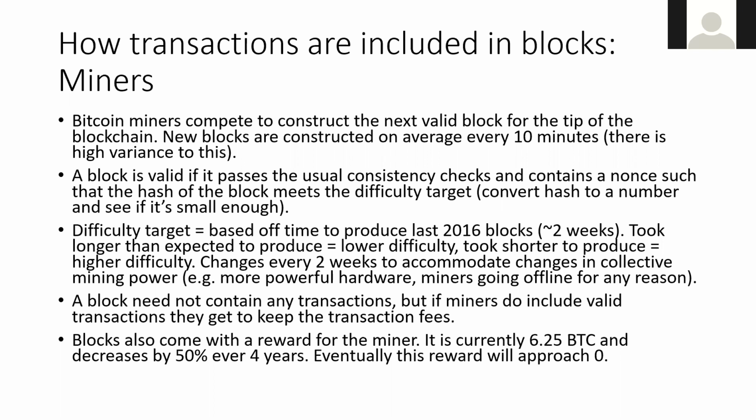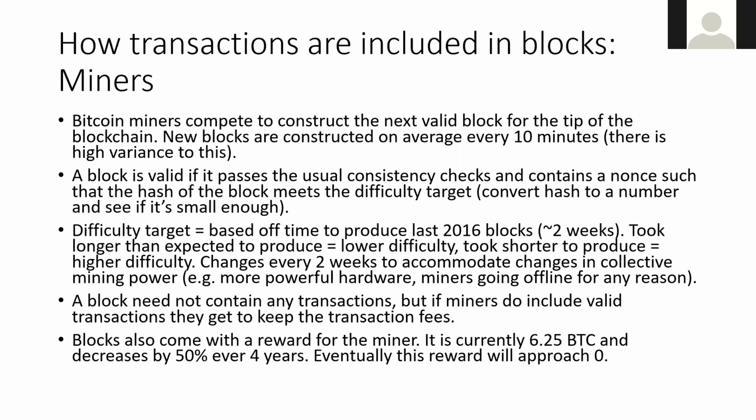So, okay, and I was talking about miners. Bitcoin miners compete to construct the next valid block for the tip of the blockchain. On average, blocks are constructed about every 10 minutes. There's a huge variance to this. It could be an hour before the network finds a block. It could be seconds. And, let's see, what's the standard deviation? It's probably close to 8 minutes, just my guess.